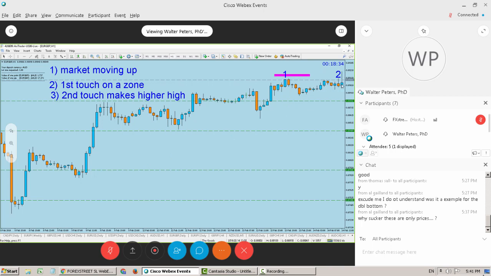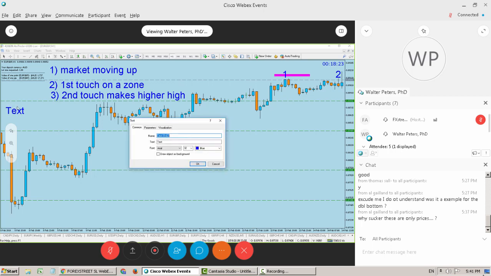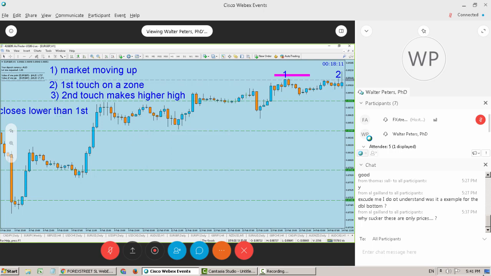So what we're waiting for is that second touch to make a higher high. However, and this is the critical aspect, a lot of times you will not fulfill this fourth characteristic of the ghost peak or the ghost valley, which is this. Number 4 is second touch closes lower than first. I can't emphasize this enough. This is really the defining feature of the ghost peak. The second touch must close lower than the first touch.